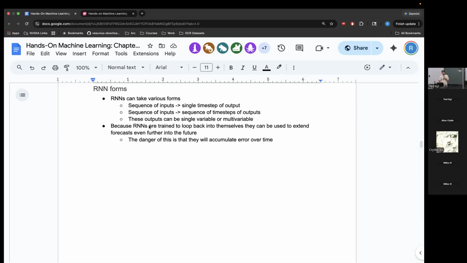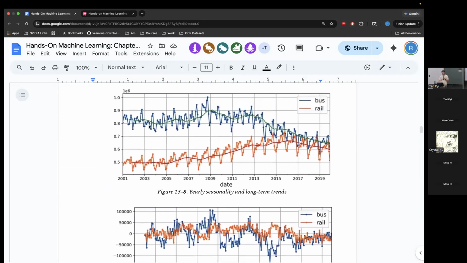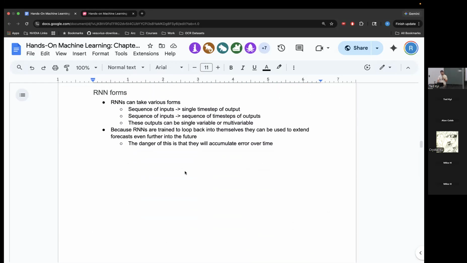So what we've looked at in these plots, you could do one model for buses and one model for rails. But one of the nice things about RNNs is you can actually do both at the same time. So you could have one model that looks at both the bus and the rail variables, processes them, interacts them in any number of ways, and then also outputs a sequence of both of those. So it can be single variable or it can be multivariable. That's one of the beautiful things about RNNs, you can merge multiple time series into one.